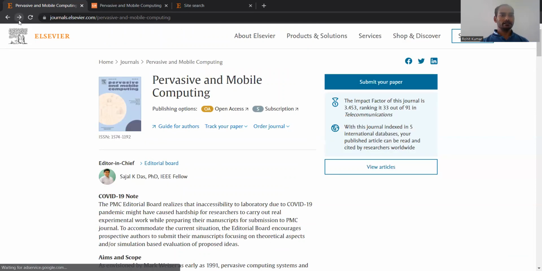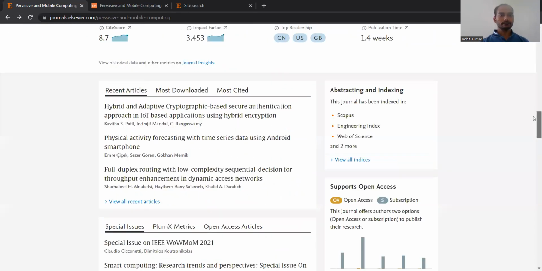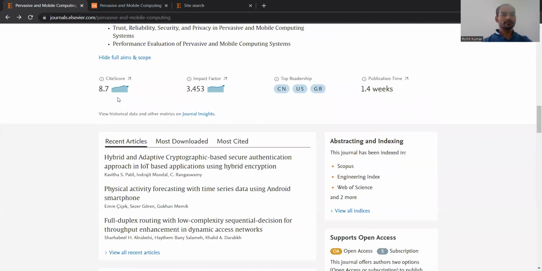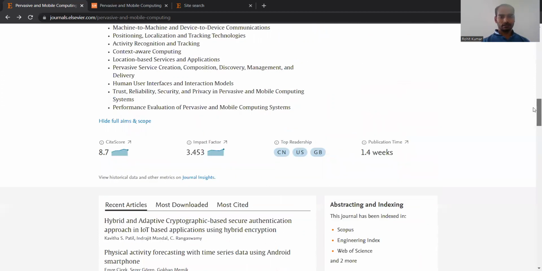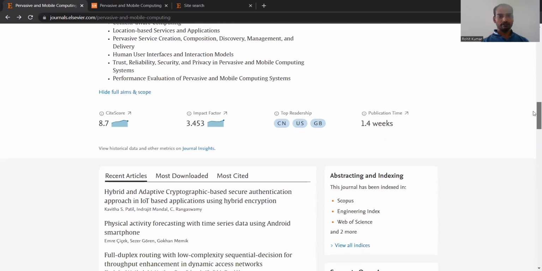Coming back, we are at the home page only. Now let's come to the key metrics. Here the CiteScore is 8.7, the impact factor is 3.53, top readership comes from China, the US, and Great Britain, and the publication time is 1.4 weeks. The review time they have not given here.